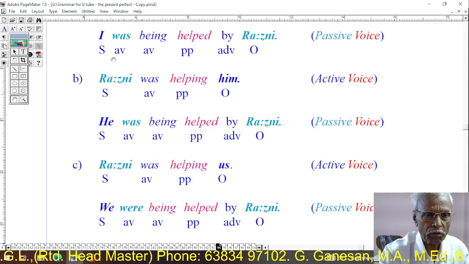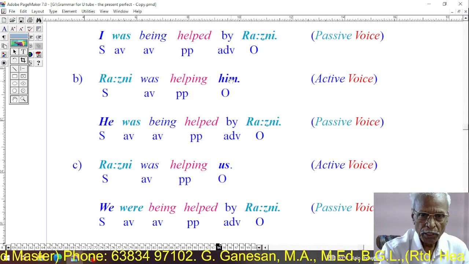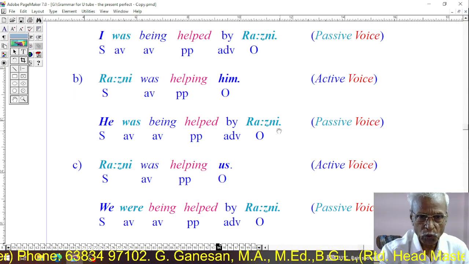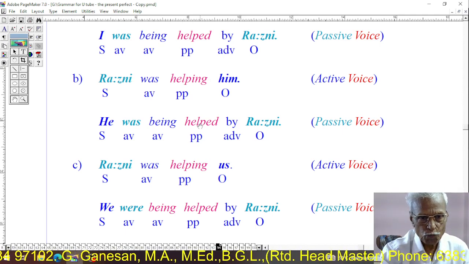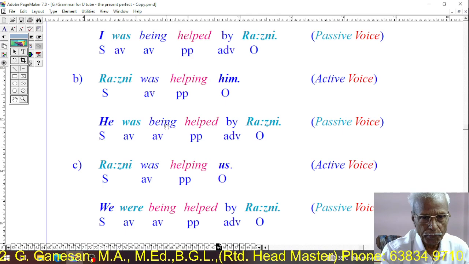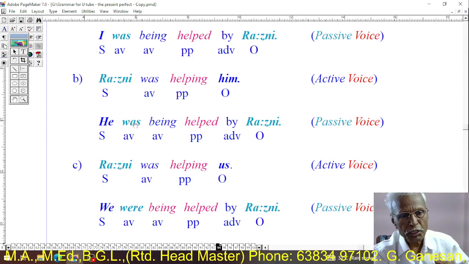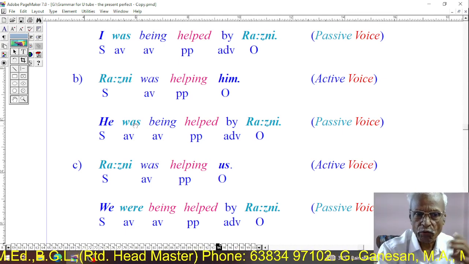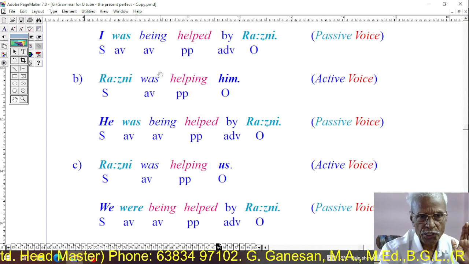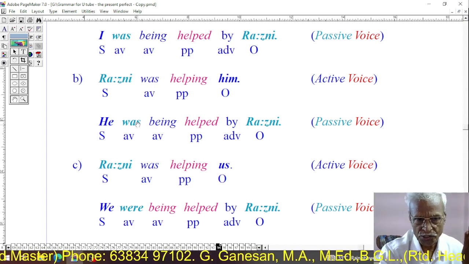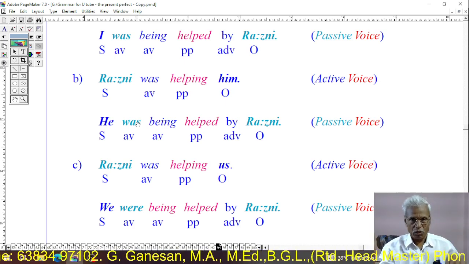Then second example, Rani was helping him. Him becomes the subject he. Rani becomes by Rani. Then helping, present participle, into past participle, helped. Then placing being before it. Then placing the be verb, that is was or were. Here the subject is he, third person singular, so was has been used as it is. Rani was helping him. He was being helped by Rani. That's all.